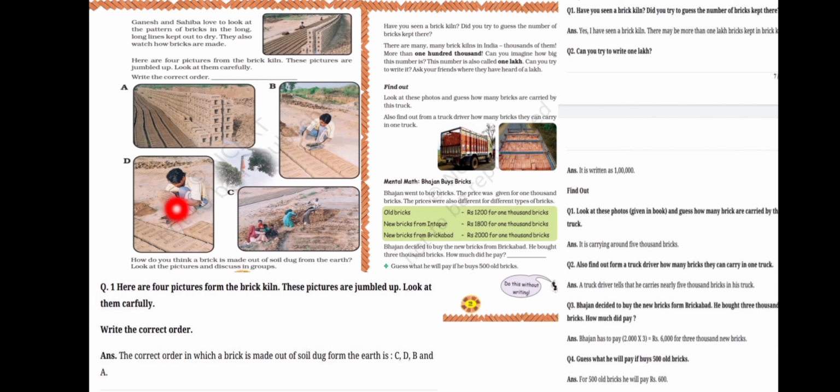Again, after making a paste, the workers mold it in a brick mold so that all bricks have the same shape and size. So after D, it is followed by B, and at the end the bricks are put out in the sun to dry, and lastly the dried bricks are fired in a chimney or kiln. So the correct order is C, D, B and A.